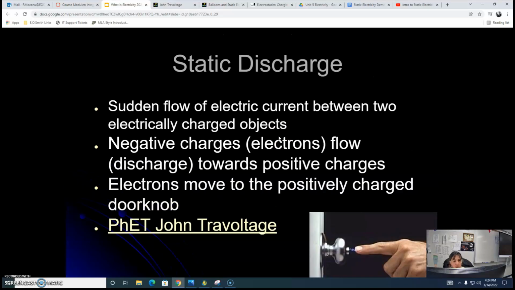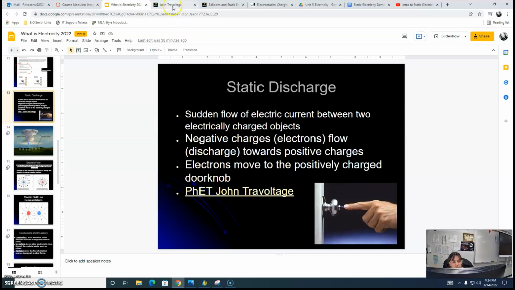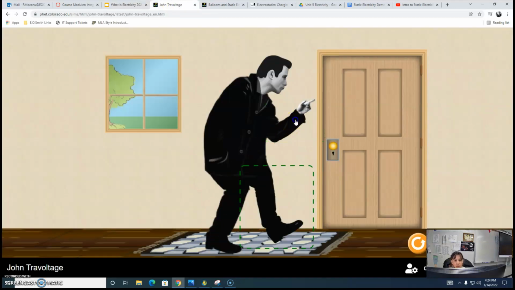So let's actually jump right into this FET demonstration, which I believe most of you have had a chance to experiment with. So if we go to this FET demonstration, you can see that initially John Voltage, the man here, is neutral. He has just as many negative as positive charges, or you can say just as many electrons as protons. And everything else in this picture is shown as neutral as well.